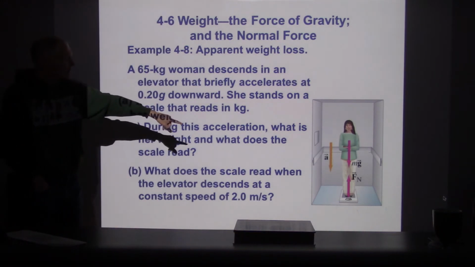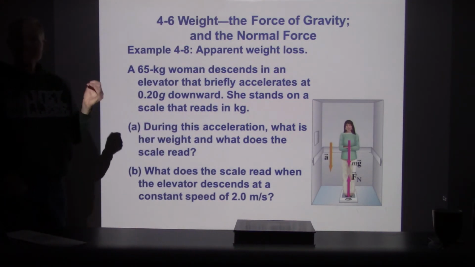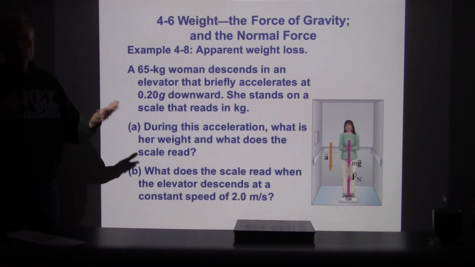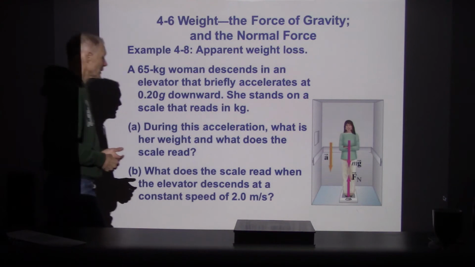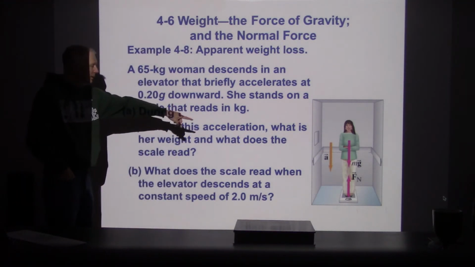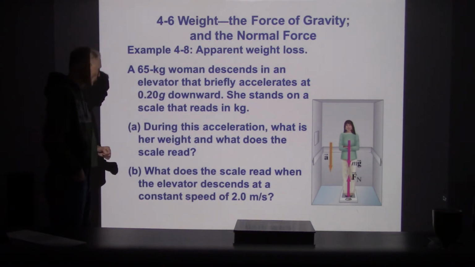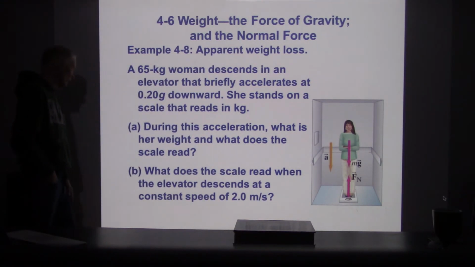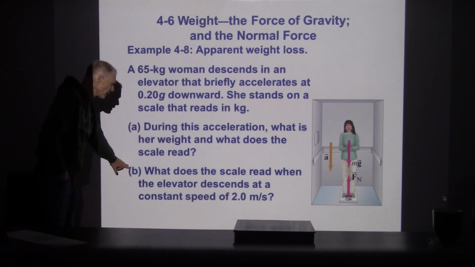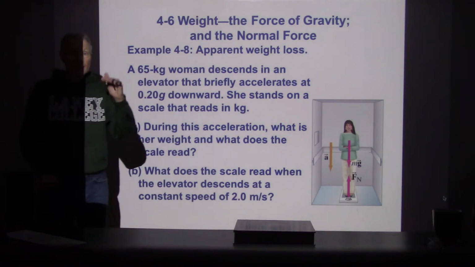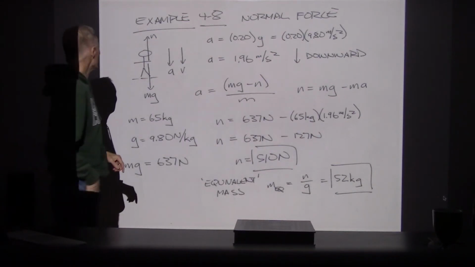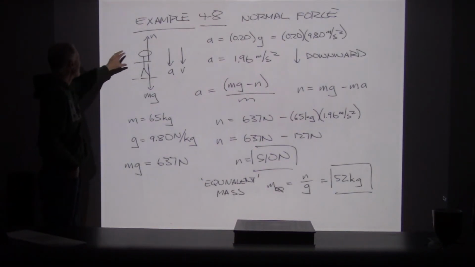The person is standing on a scale that is able to read instantaneously. It doesn't vibrate back and forth like real-life bathroom scales would. So the person is standing on the scale, and we're going to calculate what the normal force would be, what the scale reads. First there's an acceleration, and then the elevator goes into constant velocity. So let's calculate both of these. Here is the force diagram. Oh, look, that looks like a person.